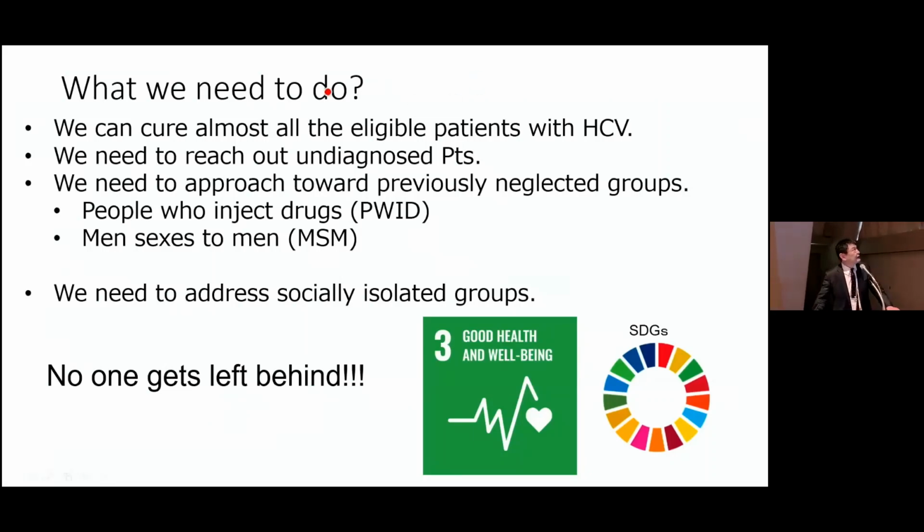This is the final slide. Then what we need to do: we can cure almost all the eligible patients with HCV, as the previous speaker summarized. We need to reach out to undiagnosed patients, and we need to approach previously neglected groups, people who inject drugs, men who have sex with men, and maybe people in prisons. And we need to address socially isolated groups. And finally, this is our Sustainable Development Goals. No one gets left behind, and give them good health and well-being. Thank you very much.